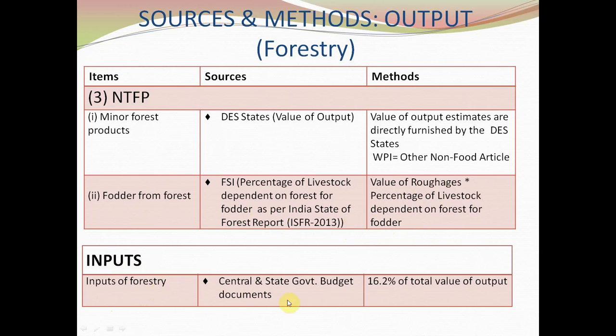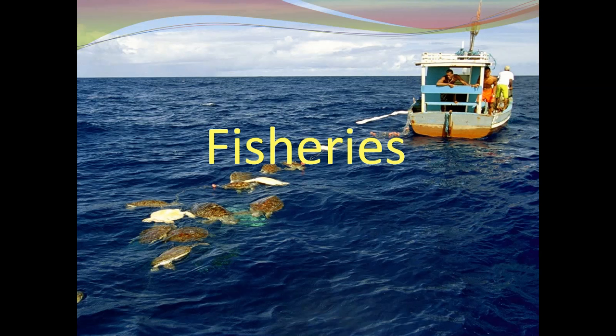Now inputs in forestry. For this, central and state government budget documents are used as sources, and the calculation method is 16.2% of total value of output.